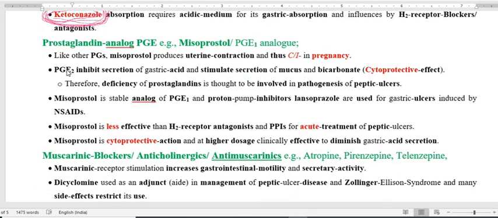So this is all about the H2 receptor blockers. Now we have to go through the other drugs, the prostaglandin analogs.